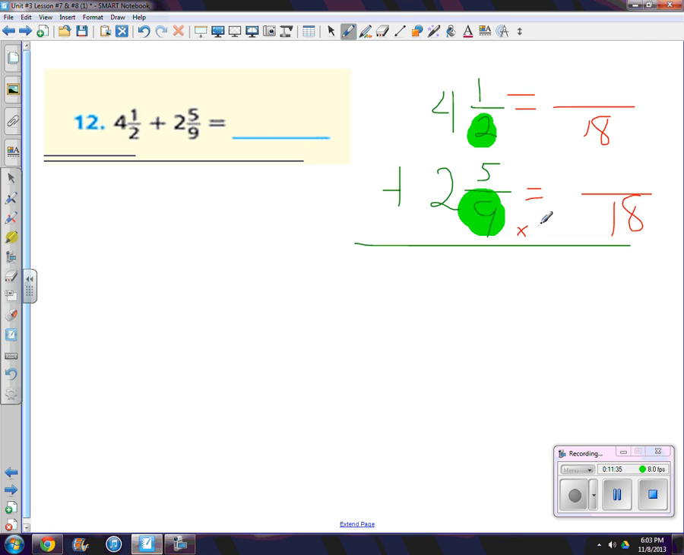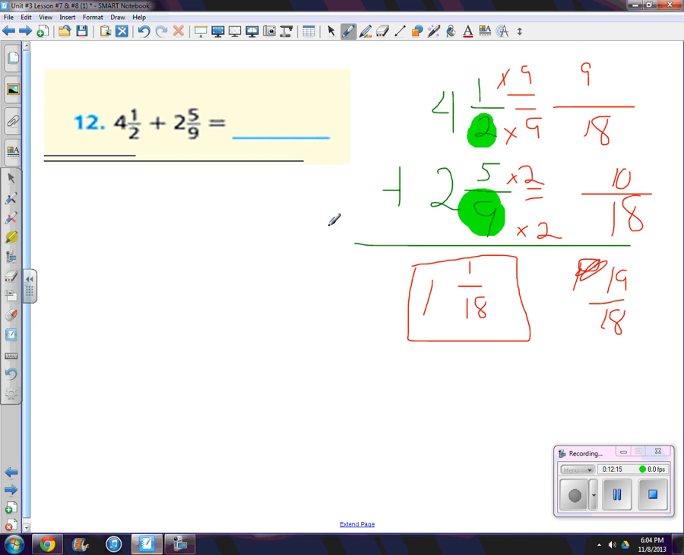9 times 2, what I do to my denominator, please do that to your numerator. 5 times 2 is 10. 2 times 9 is 18, so 1 times 9 is 9. 9 plus 10 is 19. Oops, try that again. Is 19 over 18. We cannot leave it as 19 over 18. That would be improper. 18 goes into 19 once with a remainder of 1 over 18. 1 times 18 is 18 plus 1 is 19 over 18. So your mixed number would be 1 and 1/8.